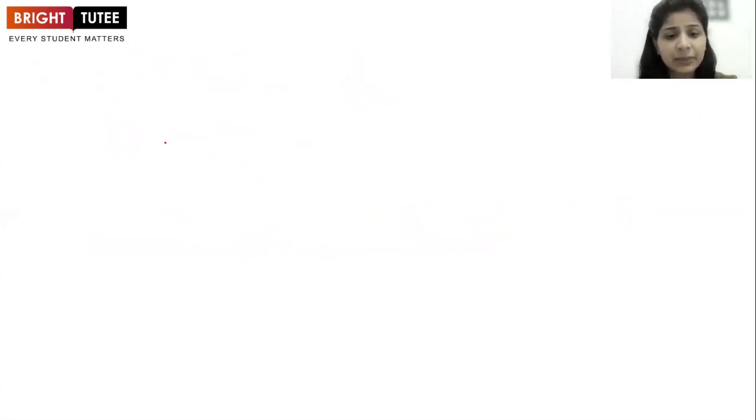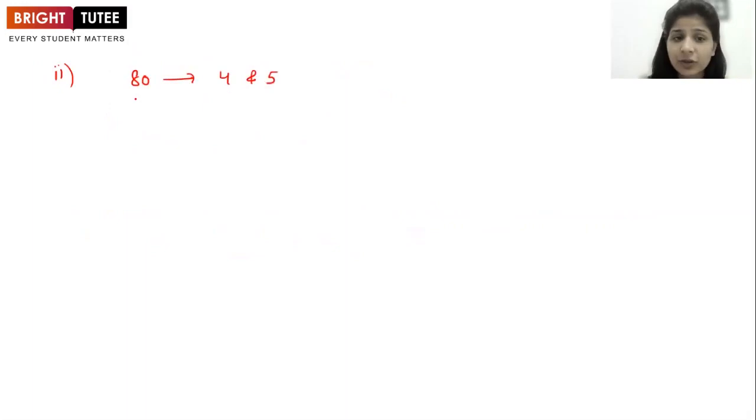Okay. Now, the second divisibility rule that we are going to discuss is, okay, now you need to consider the number. Suppose we take 80. Okay. So if I take 80, is it divisible by 4 and 5 both? Do you think? Yes, 4 exactly divides 80. 5 also divides 80 exactly.